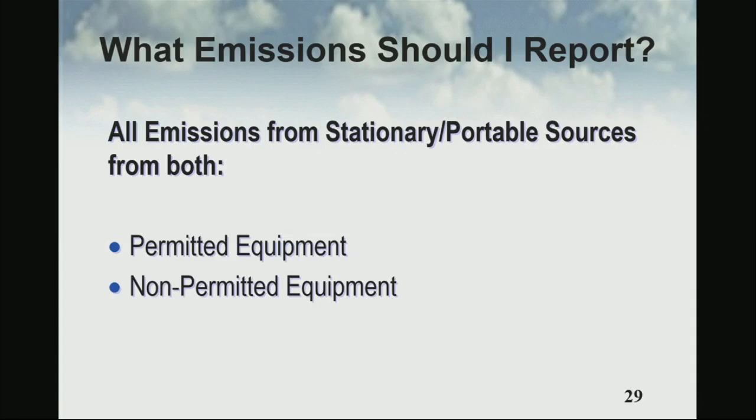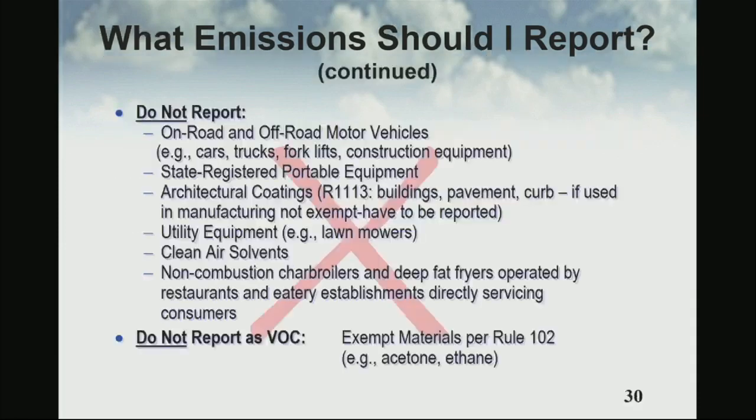That sounds overly comprehensive, so it might be easier to go over what you shouldn't report. You're not required to report any mobile sources, so no on-road or off-road vehicles, utility equipment, lawnmowers, leaf blowers, clean air solvents, and also non-combustion char broilers and deep fat fryers operated by restaurants and eateries.